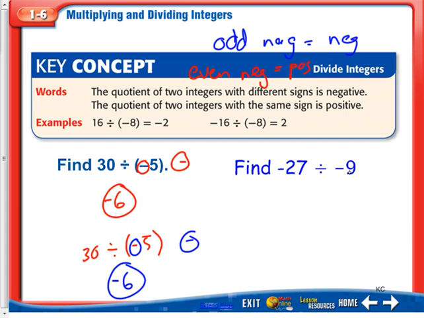So here's your problem in your book. You write negative 27 divided by negative 9. It's good to put this in parentheses since we don't want two symbols next to each other. Then I would expect you to circle your two negatives, and your answer is going to be positive. So 27 divided by 9 is 3, and that's your answer.